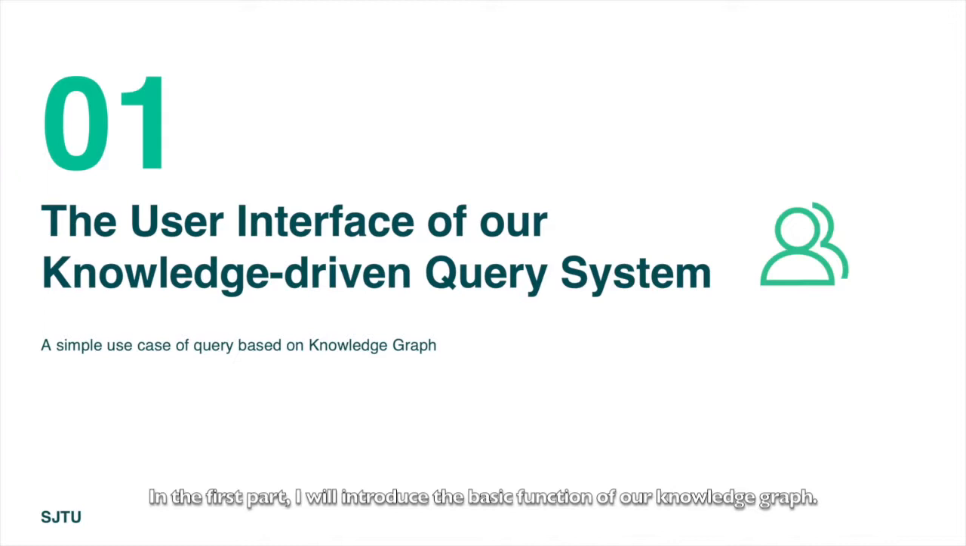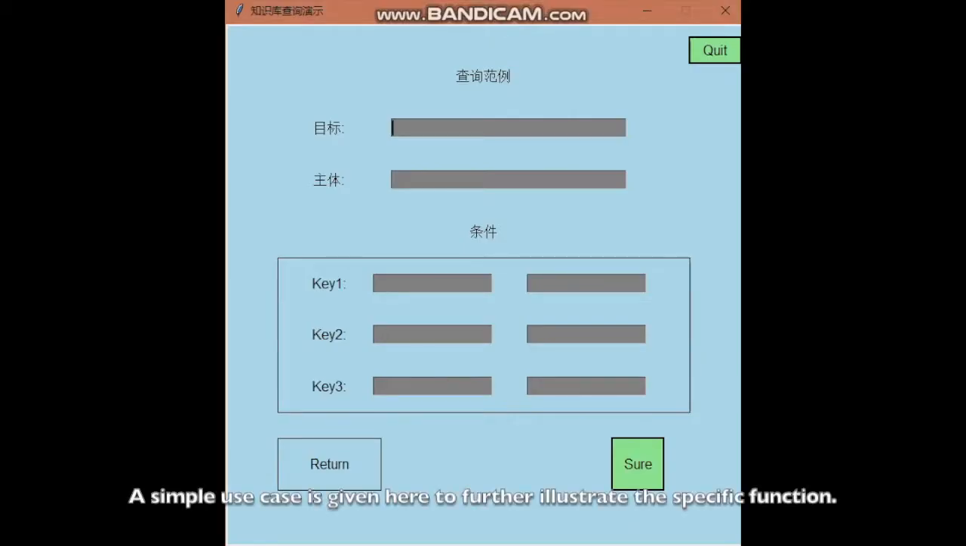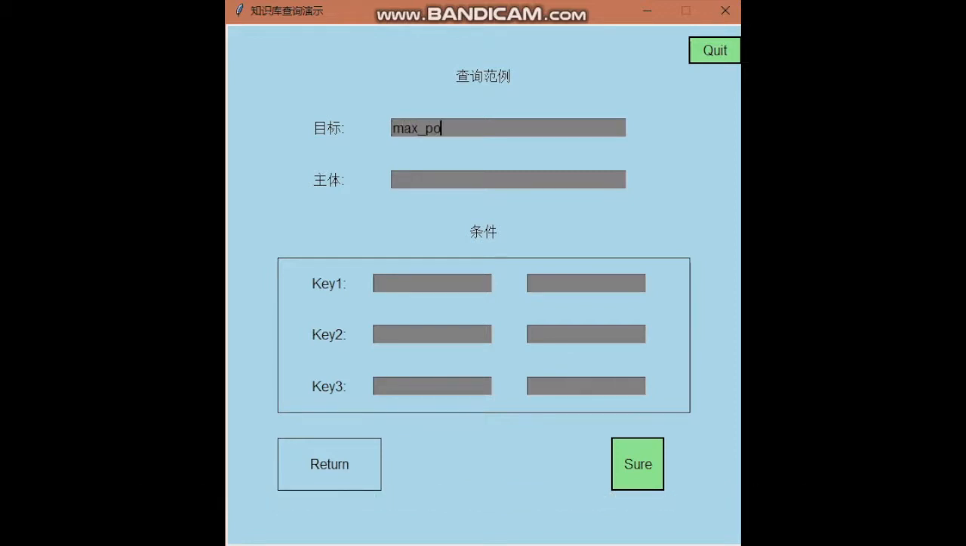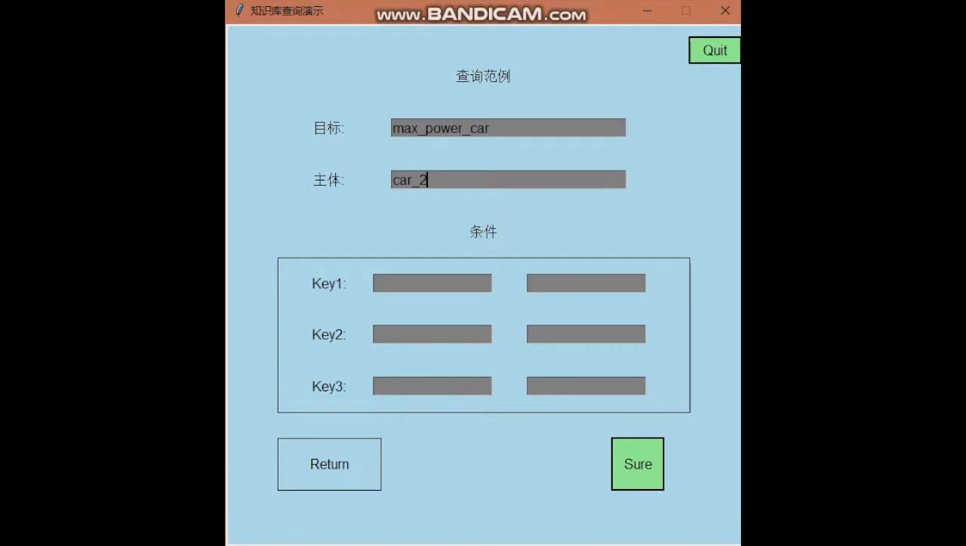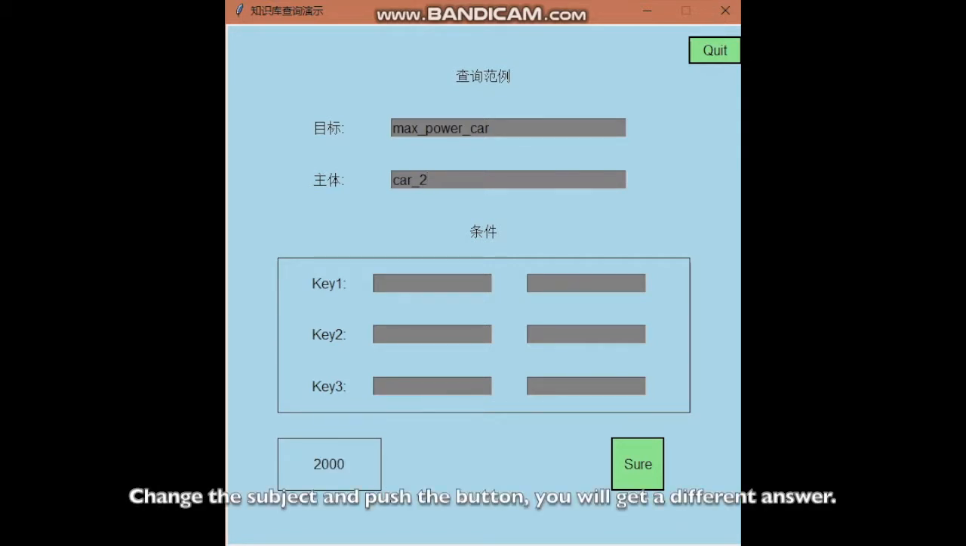In the first part, I will introduce the basic function of our knowledge graph. A simple use case is given here to further illustrate the specific function. As you can see on the screen, the query subject as well as the target are given by the user. Change the subject and push the button now, and you will get a totally different answer.